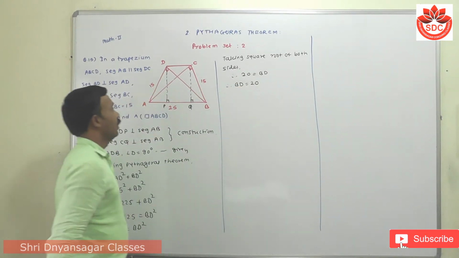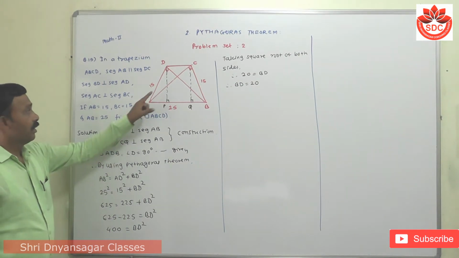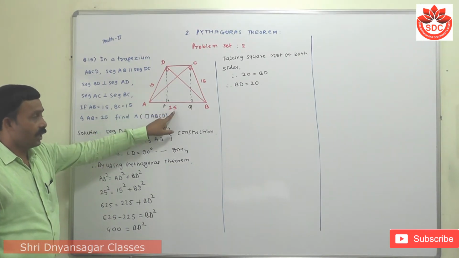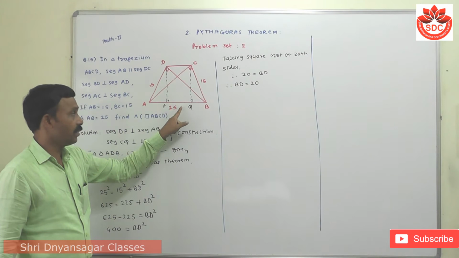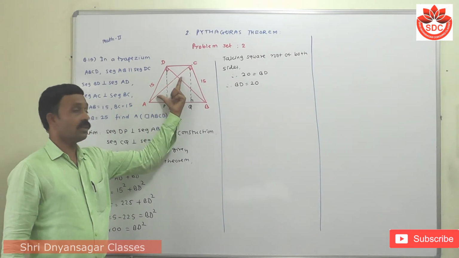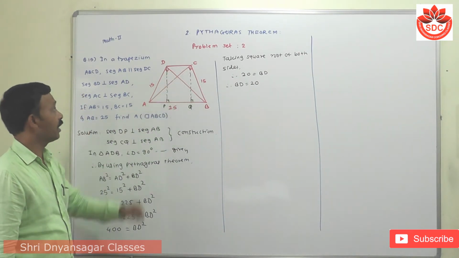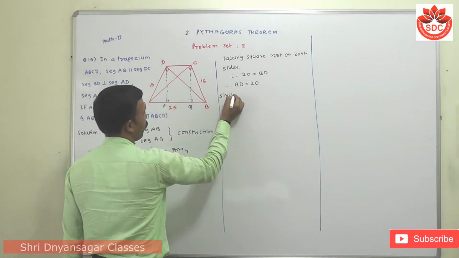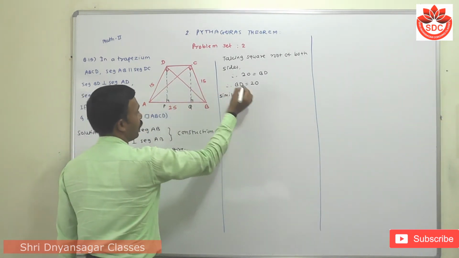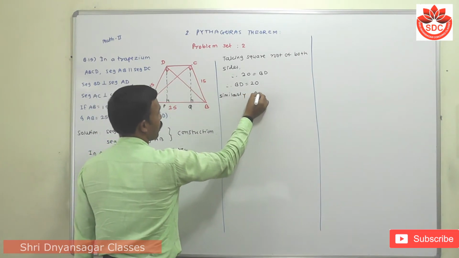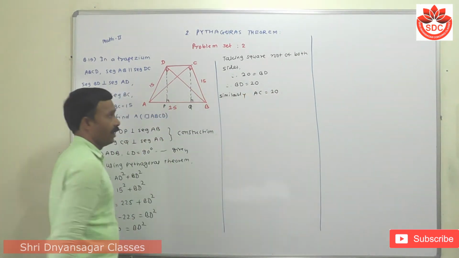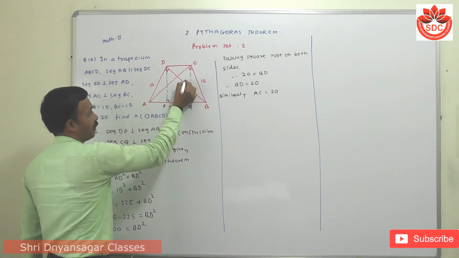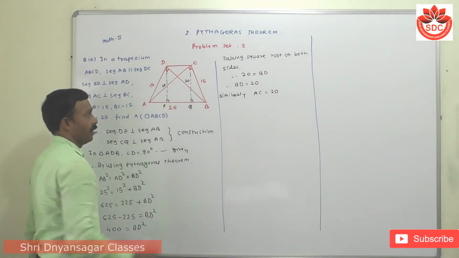Now students, look here: AD is 15, this is 25, this is also 15 and this is also 25. So AC is the same, which means the diagonals of this trapezium are equal. Similarly, we can find the value of AC. AC is equal to how much? 20. This is 20 and this is also 20.